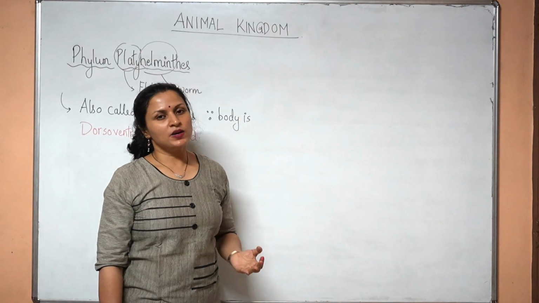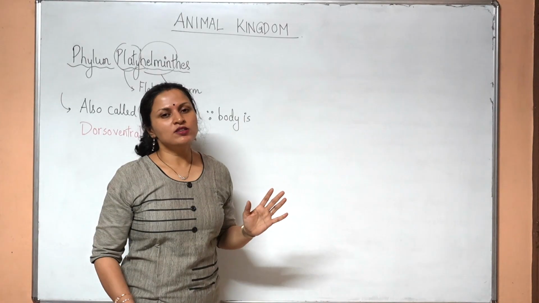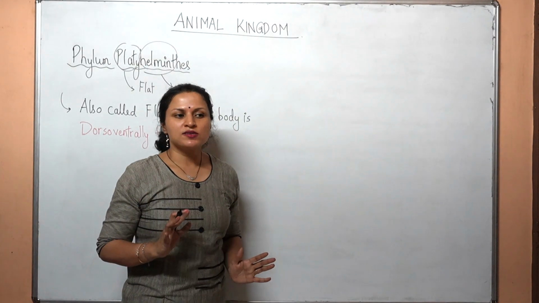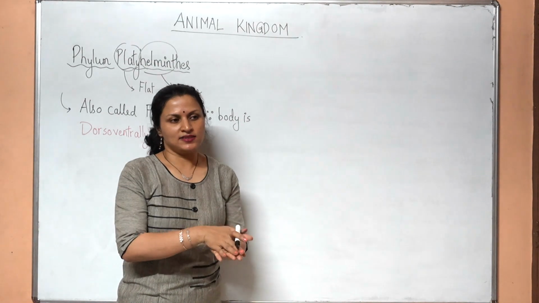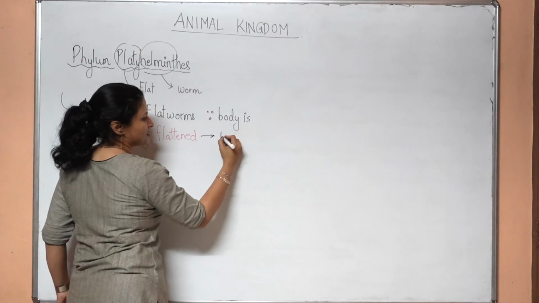Circulatory system and respiratory systems are absent in them, and they have to rely on diffusion only through the body surface. So because they have to rely on diffusion through the body surface, that's why the body is flattened, so that there is more surface area for diffusion. Helps in diffusion of gases.